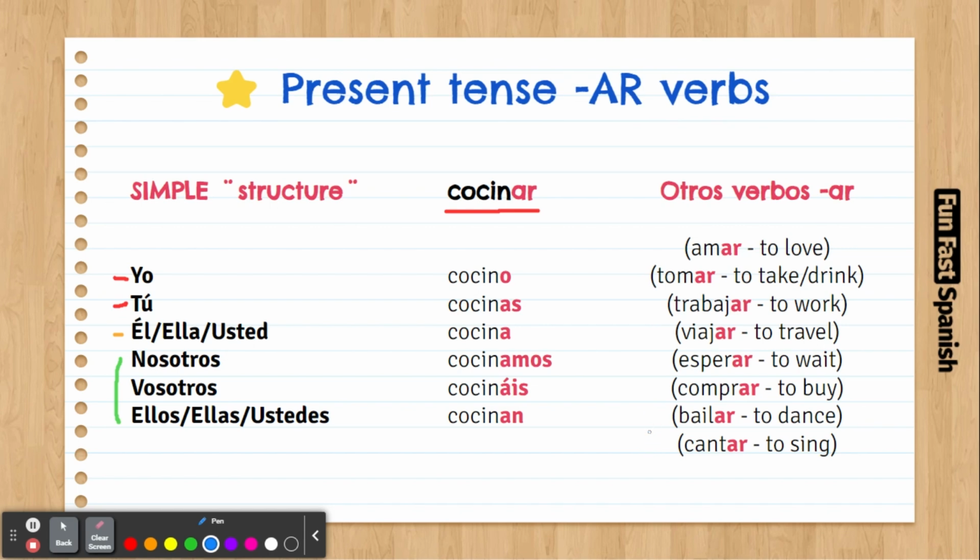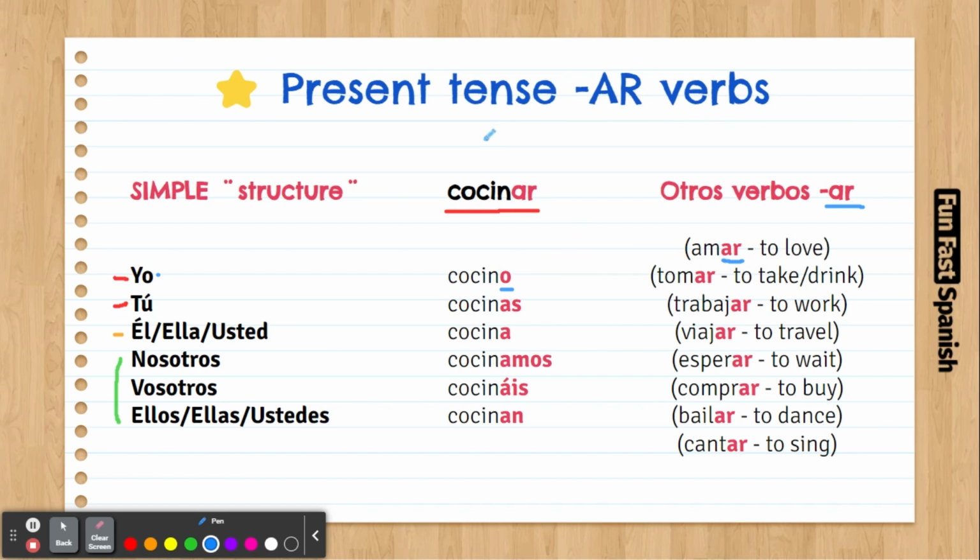How do we conjugate a verb? It's pretty easy. Just take the ending. You see, amar is an AR verb. So you just take the ending, the ar, and you're gonna replace it for this ending here. So if you want to say, let's say amar, to love, if you want to say I love, you're gonna say yo amo. All right. So yo amo. Instead of ar, you just put an o.